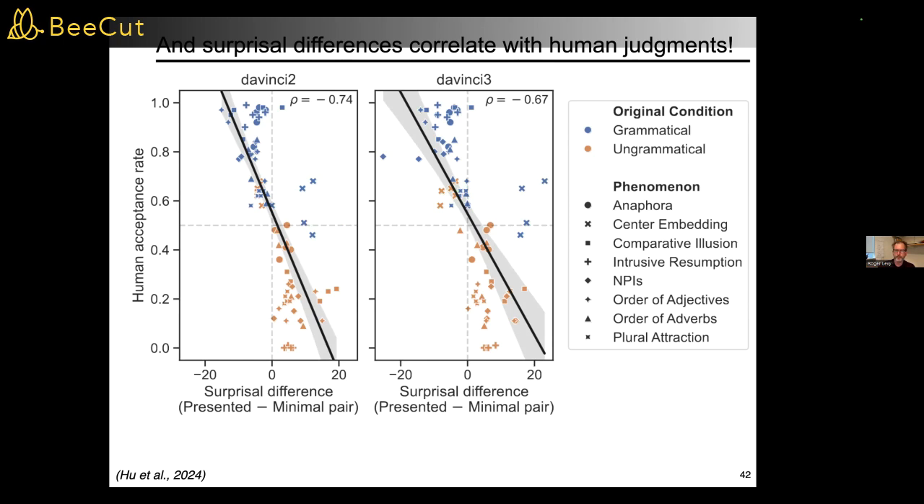This is a well-known phenomenon in psycholinguistics. If you take a sentence and its minimal pair, one grammatical and one ungrammatical, you compute the surprisals of the two sentences and take the difference between them. You plot that on the x-axis as the surprisal difference between the sentence and its minimal pair, and then you look at the rate of human acceptance of the sentence. There's a very strong correlation between those two things.